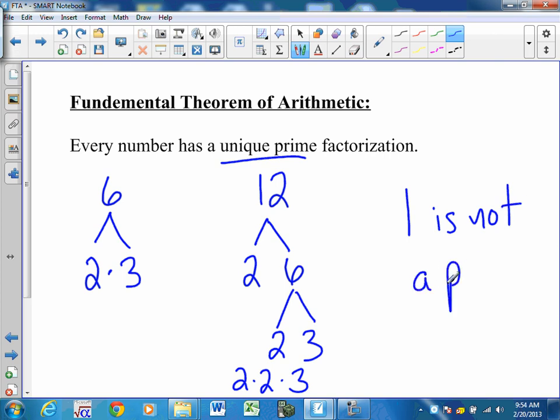And I no longer would have a unique prime factorization, because I can add 1 over and over and over to get an infinite number of different ways of getting 6 with prime numbers. So because of that, 1 is not a prime number.